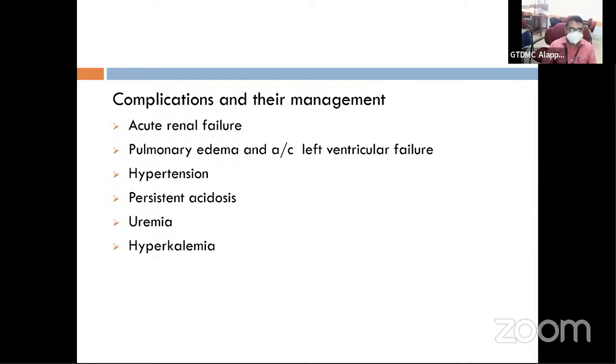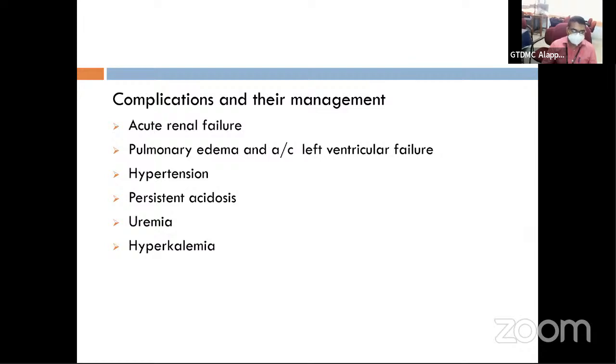And the second complication, pulmonary edema and acute left ventricular failure. Here, as I said earlier, pulmonary edema usually manifests with cough, dyspnea, orthopnea, and basal crepitations. When you auscultate over the chest, crepitations will be there in the basal parts of the lung, and there will be cardiomegaly also in pulmonary edema with left ventricular failure.